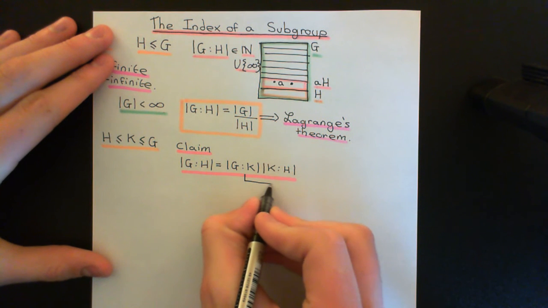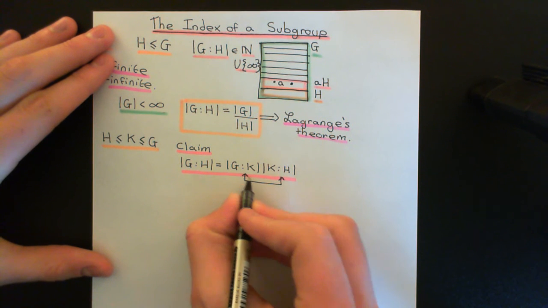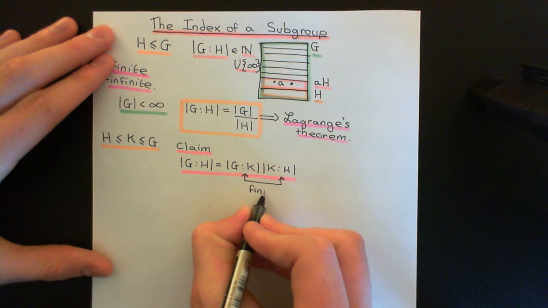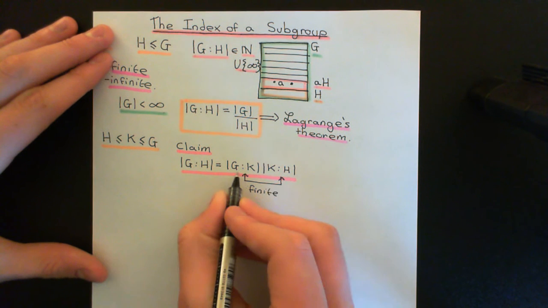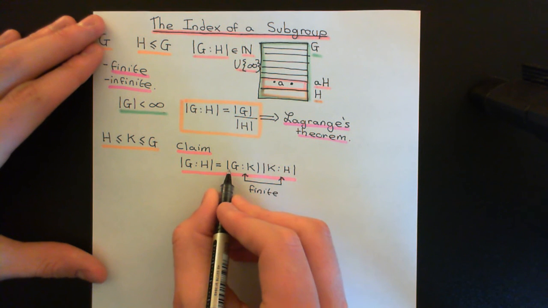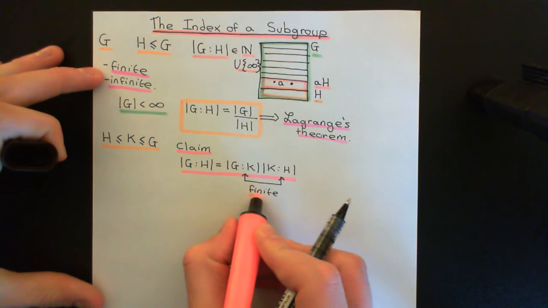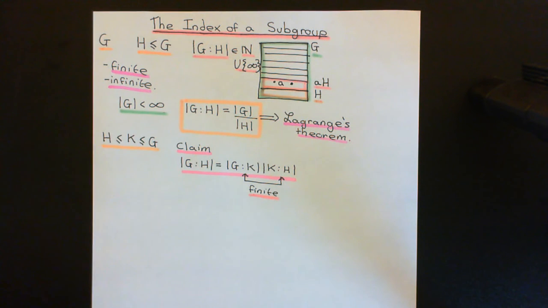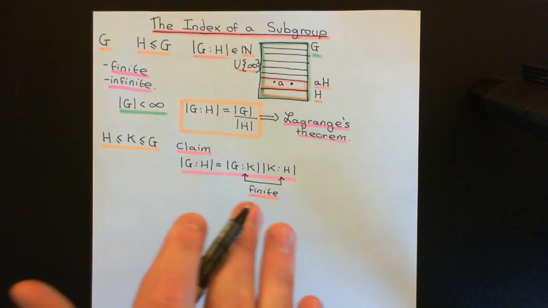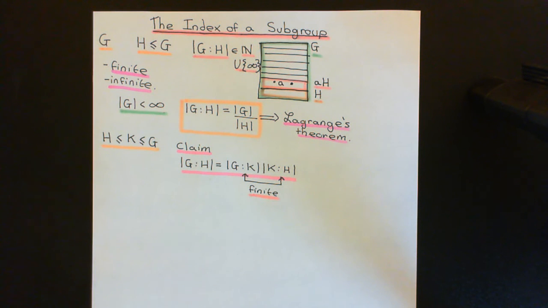So we're initially going to assume that both of these are finite. Okay, so the index of H in K is finite, and the index of K in G is finite. And we're going to prove that the result is true if both of these are finite. Okay, so let me try and draw a picture. I think the best way to actually explain why this is true is just with a picture.